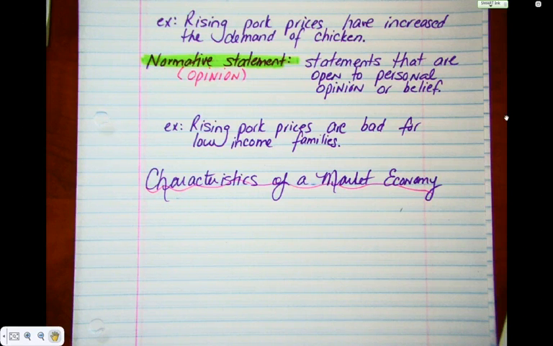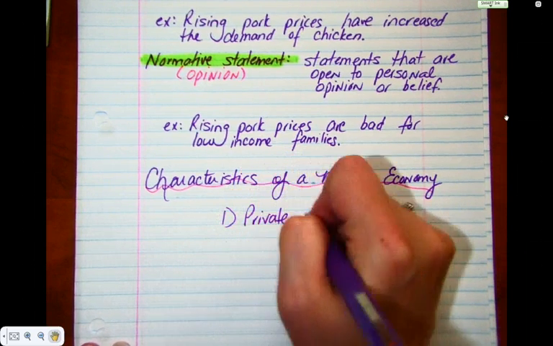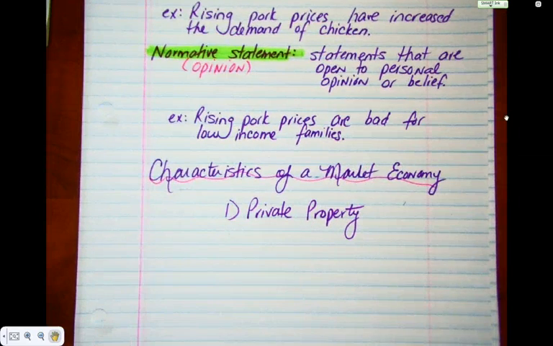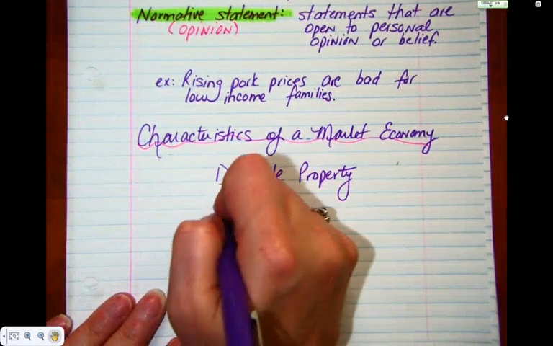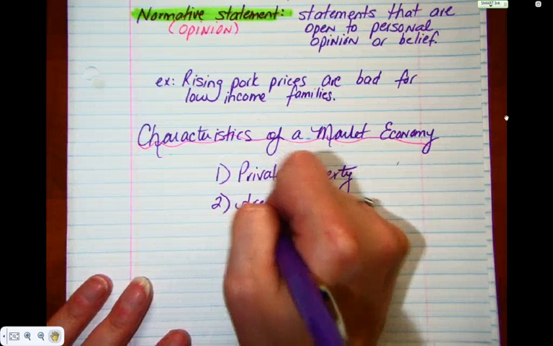So we're going to focus just on market economy. There's 6 characteristics. We're going to list them all out. Then I'll give you what each one represents. So first characteristic is called private property. Private property. Second one is called free enterprise, which you may have heard before.